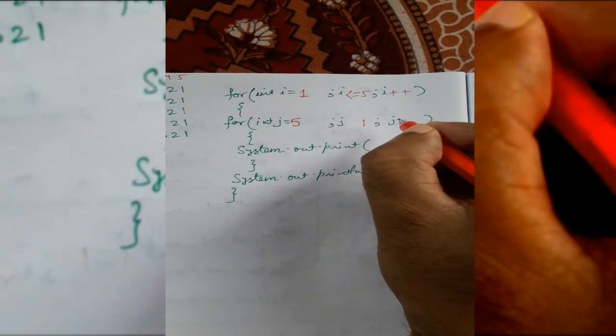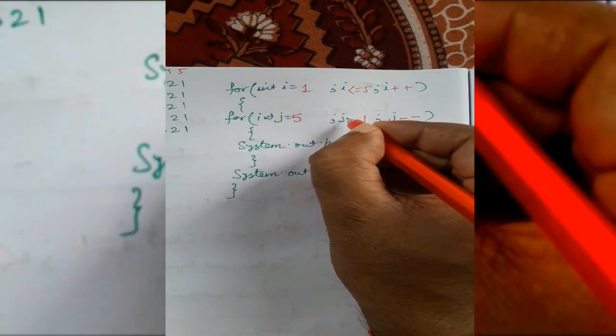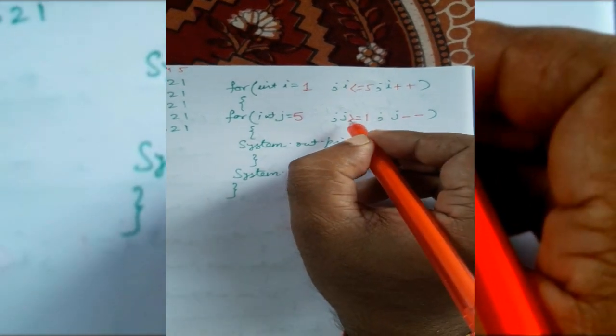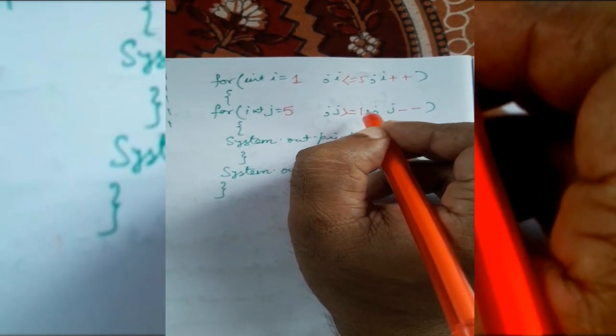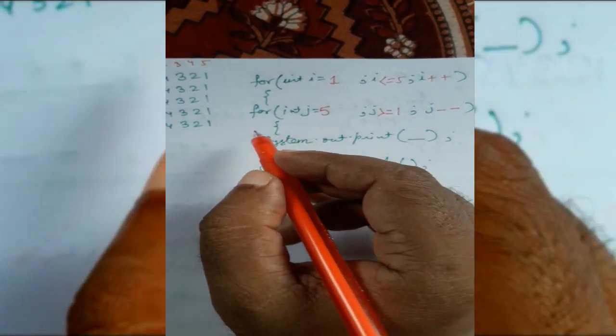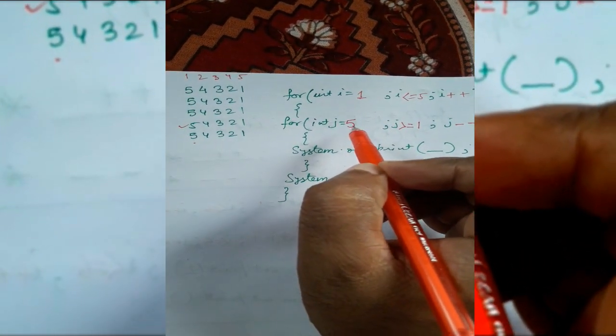If it is in decreasing order, that means it is minus minus, and I told you if it is minus minus, that means it is greater than or equal to. We can write greater than also, but we will not write it because we need 1 also, that is why equal to also we have given. So greater than or equal to 1. Now what is changing? For I is 1, it will print 5 to 1.